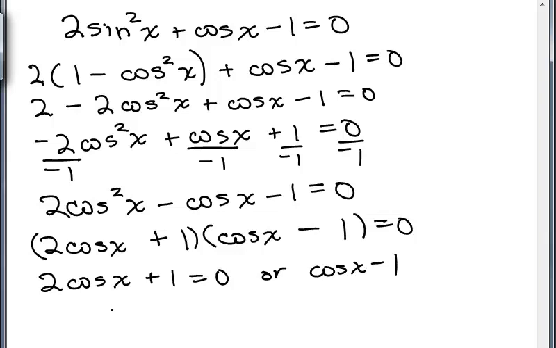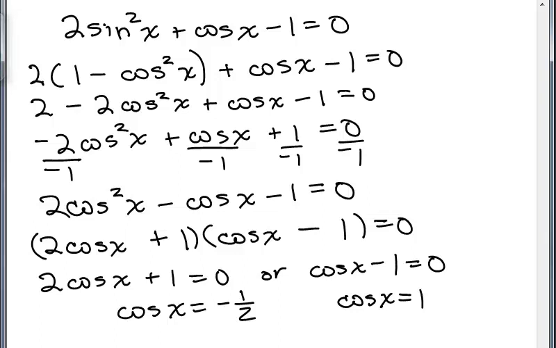And then solve for each. So I have cosine of x. Can you do this all at once? Subtract 1 and divide by 2. That gives you the cosine of x equals negative 1/2. And this one, cosine of x minus 1 equals 0. If you solve for cosine of x, we get cosine of x equals 1. Now, the original problem said to find the solutions between 0 and 2 pi.